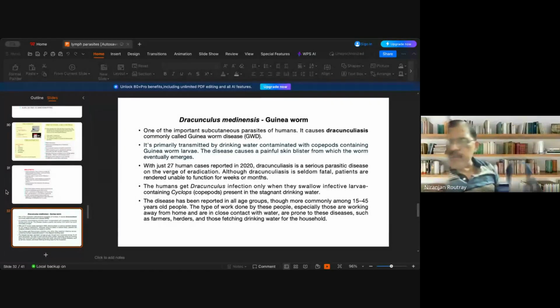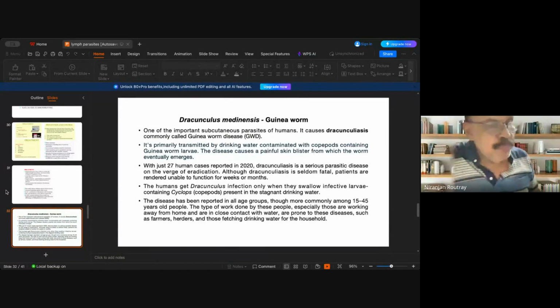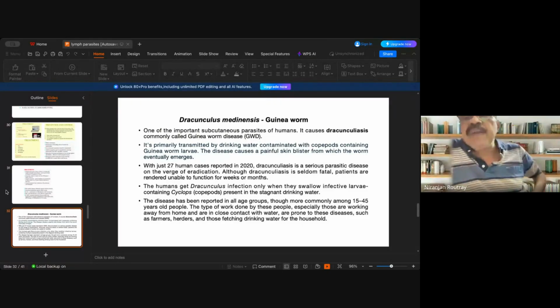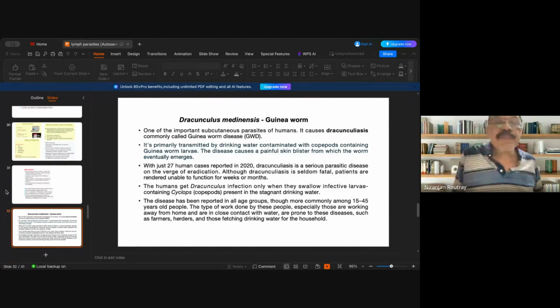It is a copepod that is called the cyclops. Okay, cyclops. They are the carriers of this nematode. It is a nematode, definitely. It causes dracunculiasis, commonly called guinea worm disease, GWD. So it is transmitted by drinking water contaminated with copepods, that is cyclops, and this disease causes a painful skin blister.